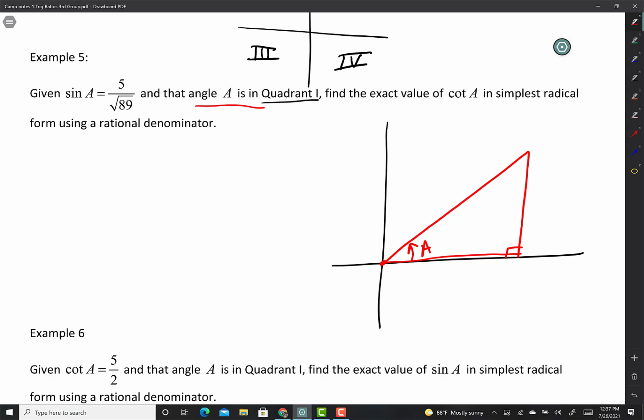So whenever you come across a question like this on the SAT, ACT, or Delta Math, we call Delta Math Delty. So whenever you see it on Delty, that's what they're talking about. Cool? All right, so now let's see what this says. This says sine A is 5 over square root of 89.